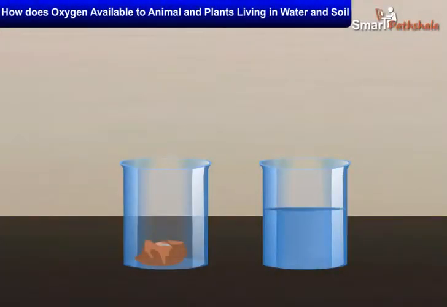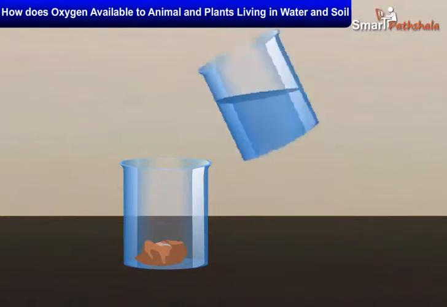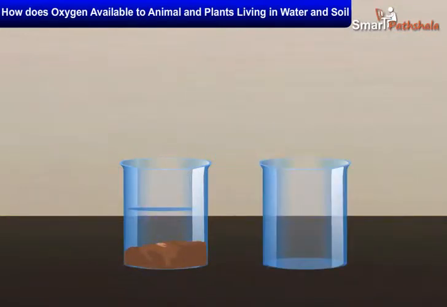Take a lump of dry soil in a beaker or a glass. Add water to it and note what happens. We observe that some bubbles come out from the soil. These bubbles indicate the presence of oxygen in the soil.